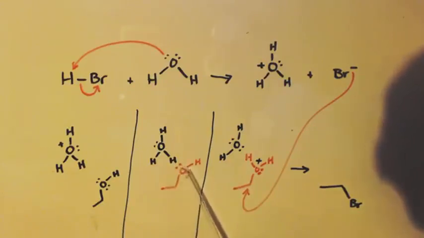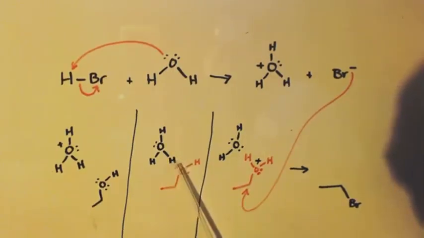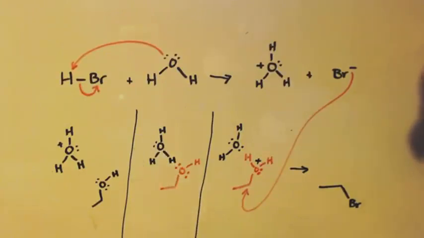See how it comes up there? Think of it as a magnet. You know what I mean? This magnet gets so close, it snags the proton. Just like any magnet would. And this wants these electrons, so it takes them.